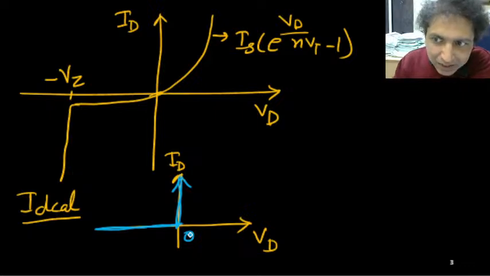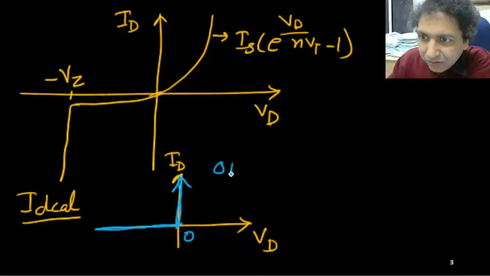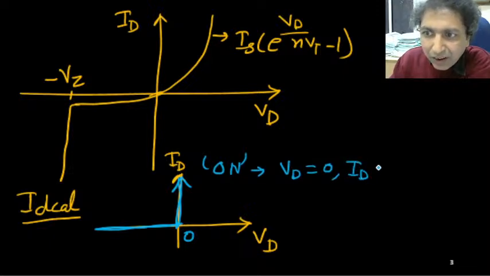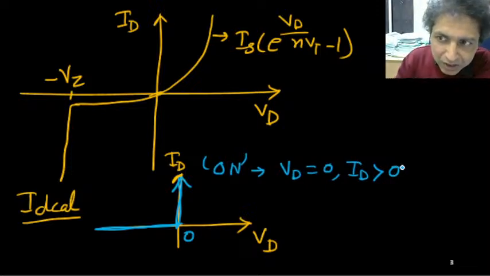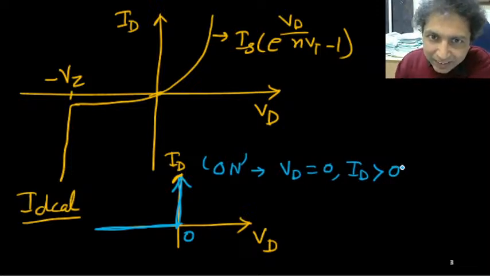What does it imply? When the diode is on, that time VD equals 0 and the current is non-zero. ID is positive, something positive. Okay, that you should make sure. ID means the current from P to N side. Okay, that current is positive, nothing else. Right? So this is the VD-ID plot for the ideal one.